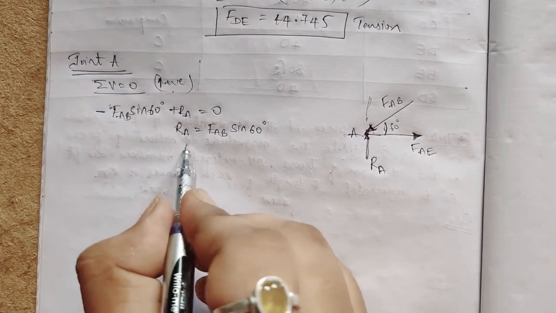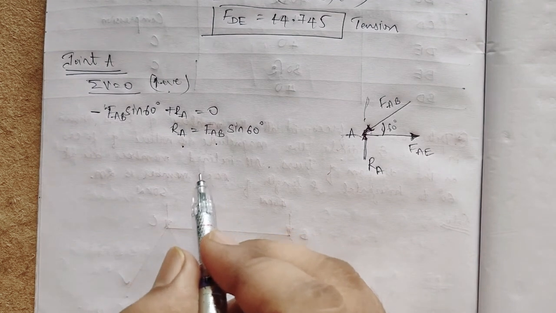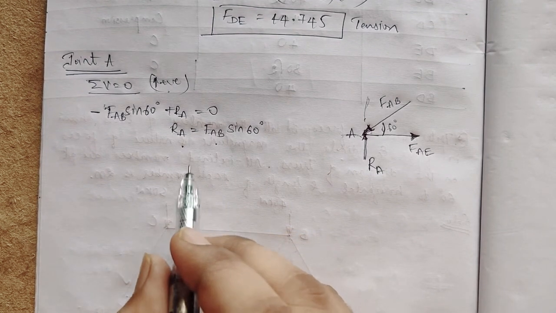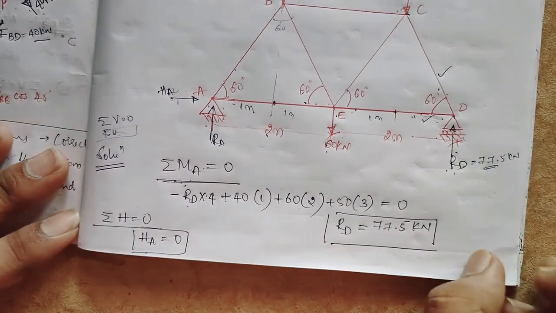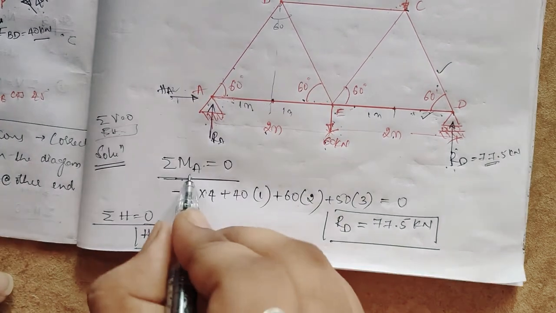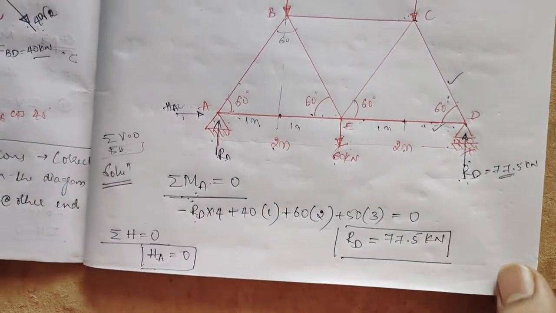Okay, do I know RA? And I don't know FAB also, we didn't find RA, so we should find that out first. So see here, while doing this we have to find the summation of moment about A. I'll find the summation of horizontal force also, I have found it out.